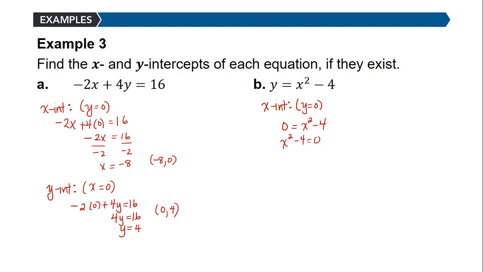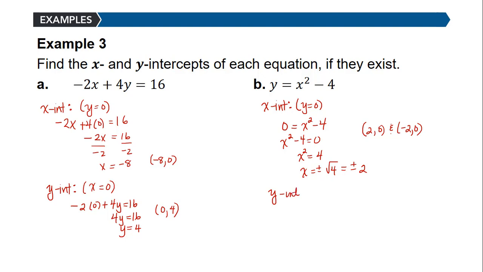We can apply the square root property by adding 4 to get x squared equals 4. Therefore, x is equal to plus or minus the square root of 4, or plus or minus 2. Therefore, this equation has two x-intercepts. They are (2, 0) and (-2, 0).